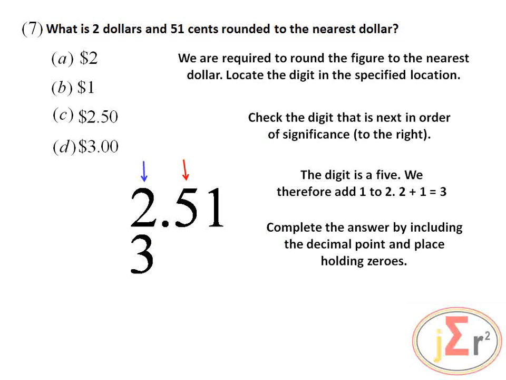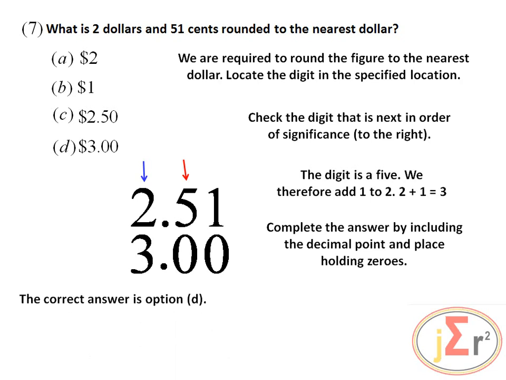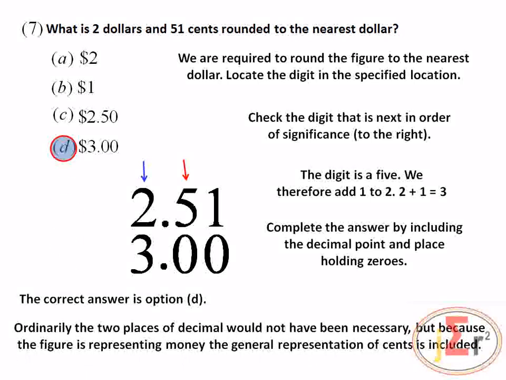Complete the answer by including the decimal point and place holding zeros. So a decimal point and place holding zeros are included. The correct answer is option D. Ordinarily, the 2 places of decimal would not have been necessary, but because the figure is representing money, the general representation of cents is included, because money is always in dollars and cents.